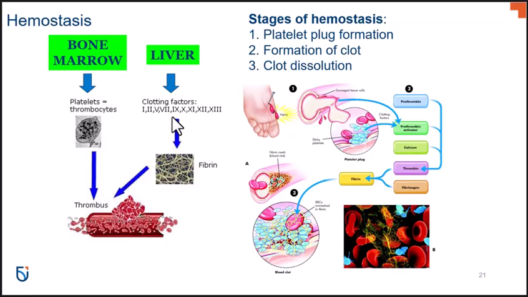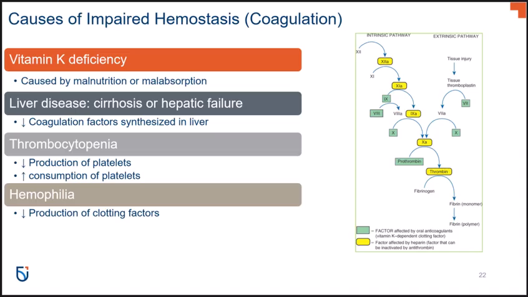And if you're missing any of these factors, it could impact your ability to produce a clot. So not only do you need your bone marrow to properly produce platelets, you also need your liver functioning to produce clotting factors. So naturally then, because of the direction that we go with this course, sometimes clotting mechanisms can be impaired. And the 4 main causes as to why somebody cannot properly form a clot include vitamin K deficiency, liver disease, thrombocytopenia, and hemophilia.